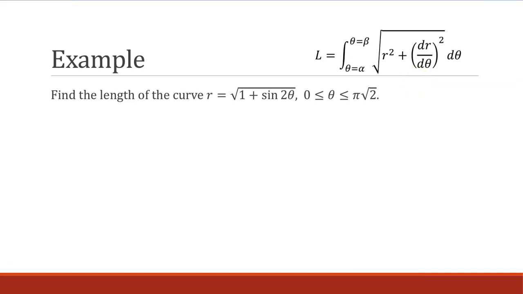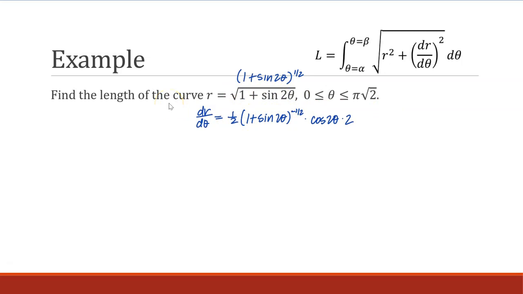So here, we know we're going to have to find dr d theta, so let's just go ahead and do that now. So dr d theta, the derivative of r with respect to theta, will require the chain rule here, because this is 1 plus sine of 2 theta all to the 1/2. So we're looking at 1/2, 1 plus sine of 2 theta to the negative 1/2 times the derivative of the inside. The derivative of 1 plus sine 2 theta is going to be cosine of 2 theta times 2. So there's really a double chain rule happening there.